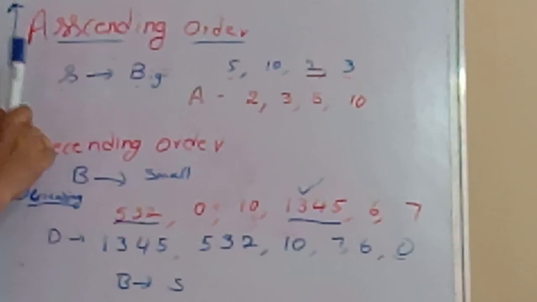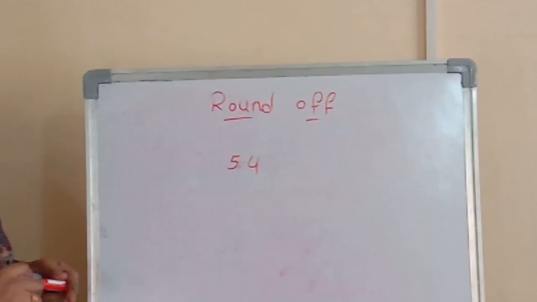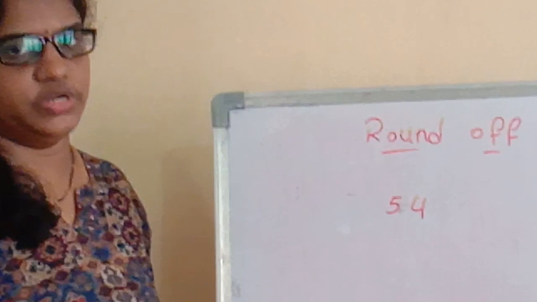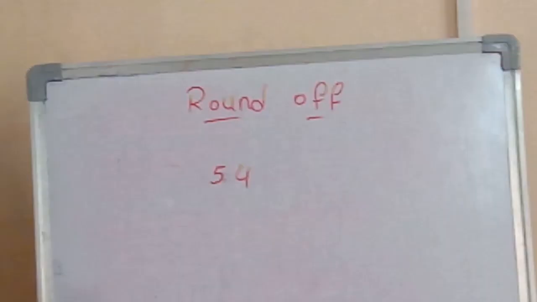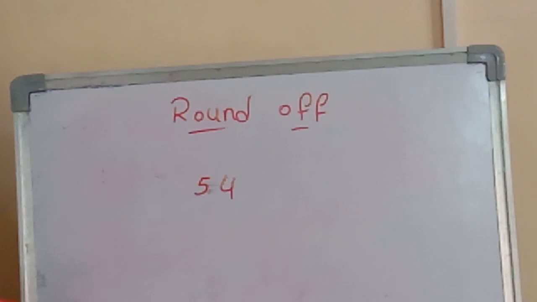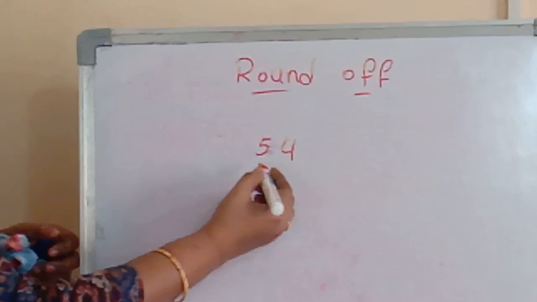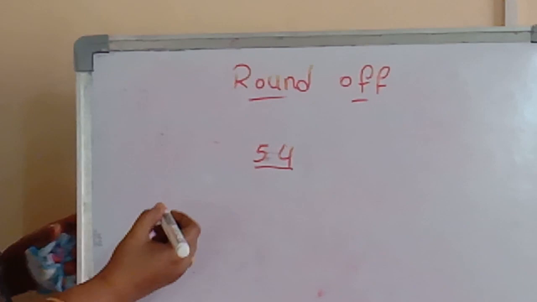Ascending means small to big. Now, we are discussing round off. What is round off? Suppose I have 11 chocolates. I can say I have around 10. Like that I can say. Here I have the number 54. If we round it off, we can round this one as 50.